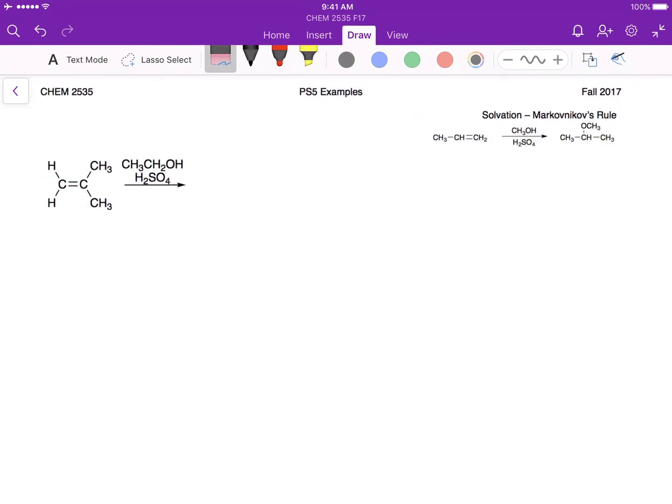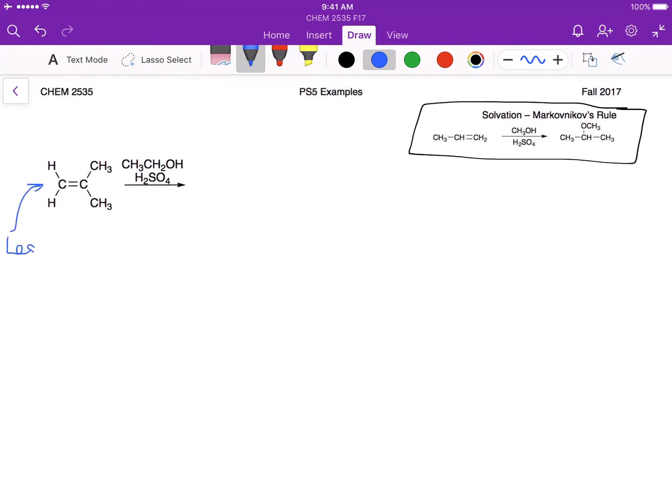Continuing on with our next example, we see we are adding CH3CH2OH, which is ethanol. So we're adding an alcohol. This is solvation, which again is going to follow Markovnikov's rule, less E, more nu. So let's go ahead and just identify the less substituted carbon. It's the one with the two H's, right? Compared to the other carbon, which has two methyl groups. So that's the more substituted carbon. Now, the nucleophile is going to be our OCH2CH3 group, and our electrophile is going to be the hydrogen.